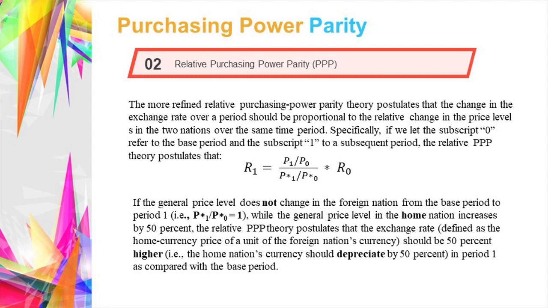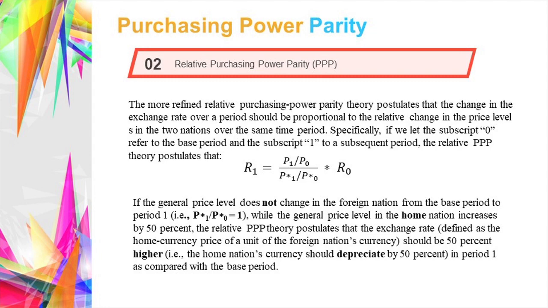2. Relative purchasing power parity. The more refined relative purchasing power parity theory postulates that the change in the exchange rate over a period should be proportional to the relative change in the price levels in the two nations over the same time period. Specifically, if we let the subscript 0 refer to the base period, and the subscript 1 to a subsequent period, the relative PPP theory postulates that the new exchange rate R1 equals the previous exchange rate R0 multiplied by the ratio of domestic P1 divided by P0 to foreign P asterisk 1 divided by P asterisk 0.